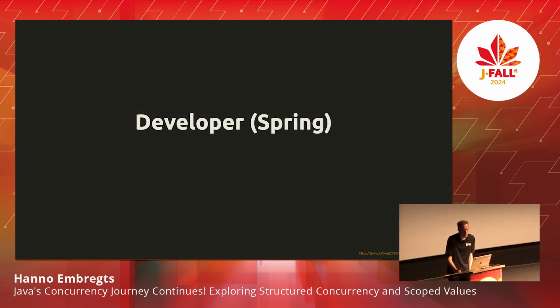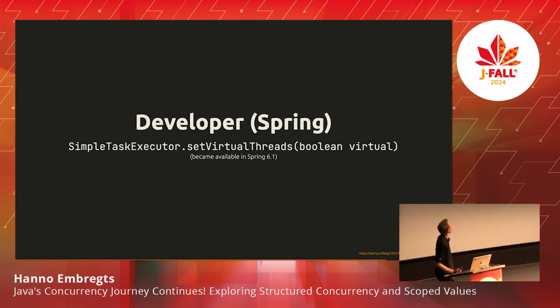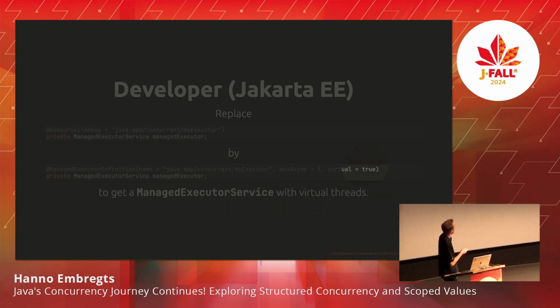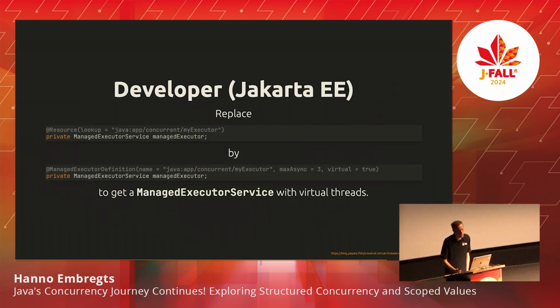If you're a Spring developer, this is the way you could create a simple task executor bean to use virtual threads by default. Spring 6.1, probably the newest Spring Boot version also. So that's the way you could use virtual threads. If you work with Jakarta EE, you would probably use managed executor services already with resource annotations. And if you would want to change that to virtual, then this is a very important property virtual it's true, and you change the annotation to managed executor definition.